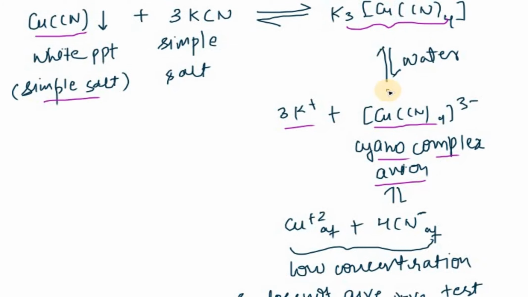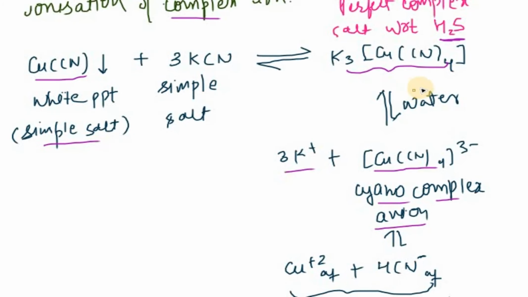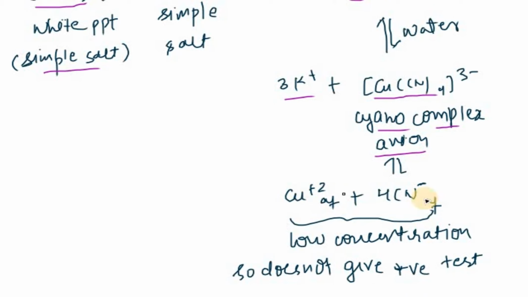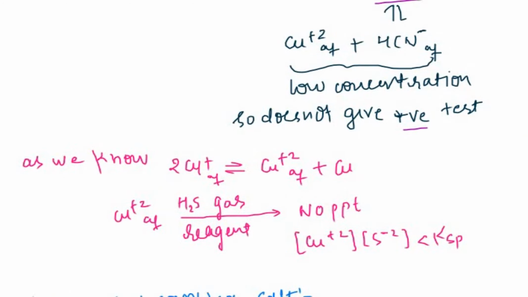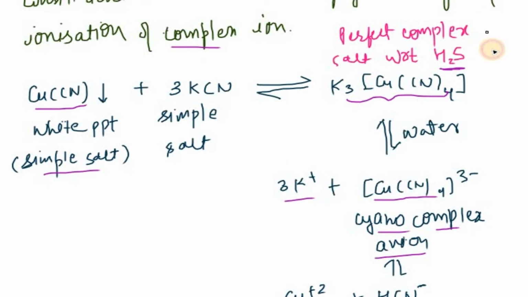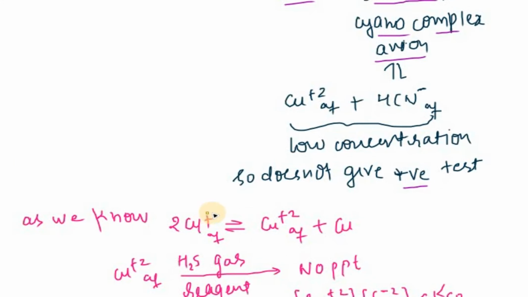What does it mean? Well, let's see. First of all, when this complex is formed, it will give 3K+ and [Cu(CN)4]3-, which is a cyanocomplex anion. Further, the cyanocomplex anion dissociates like this at a low concentration, so it will not give a positive test. So let's see why we call it a perfect complex with respect to H2S. As we have seen, copper in the +2 state goes through disproportionation.